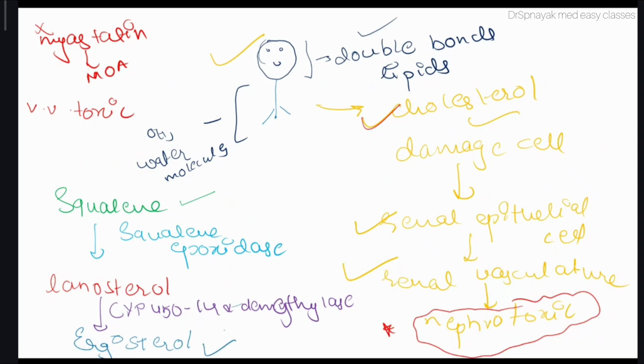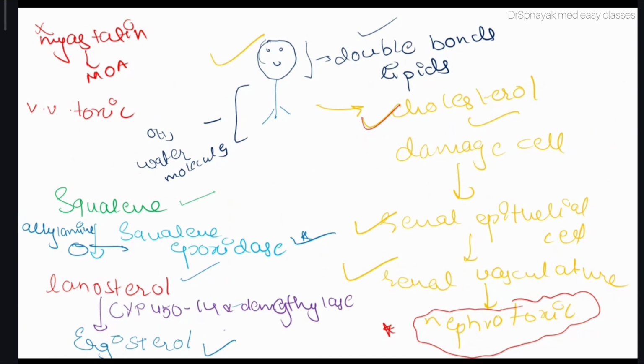Now, there is a group of antifungals known as allyl amines. What these allyl amines do is inhibit the squalene epoxidase enzyme. As a result, squalene won't be able to convert into lanosterol. Ultimately, lanosterol won't be synthesized, and from lanosterol, ergosterol won't be biosynthesized.